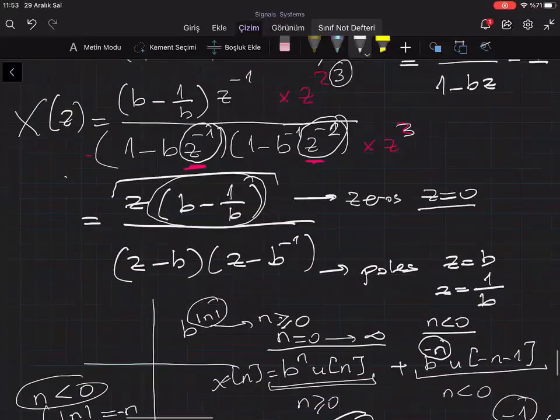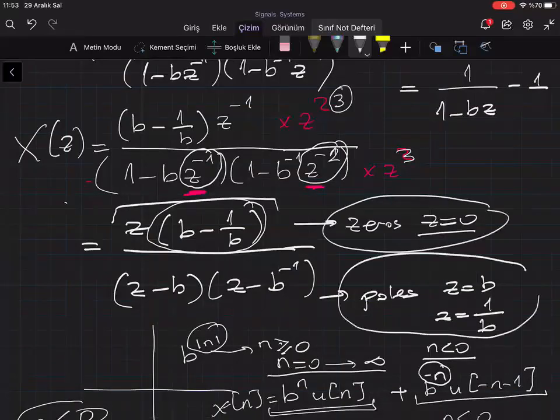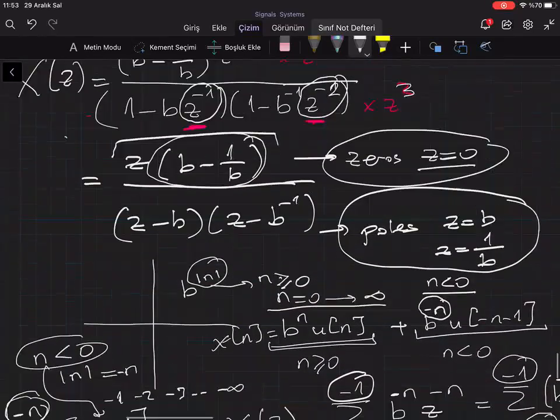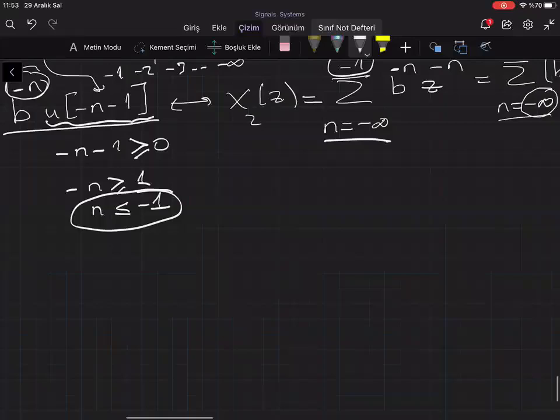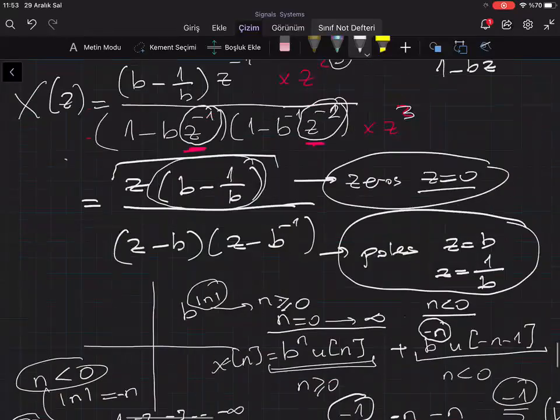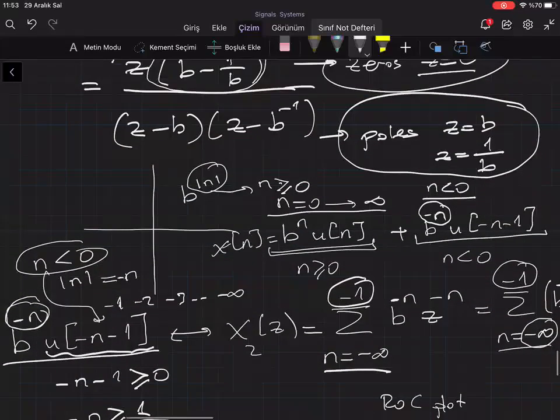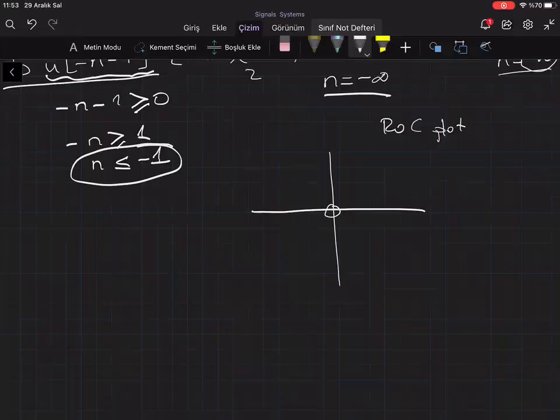We found these as my zeros. I found these as my poles. Now I'm gonna write or draw my ROC plot. What are my zeros? There is only one zero here. What are my poles? B and 1 over B. Let's say B is here, 1 over B is here. What is my assumption here, friends? B is bigger than 1. B is bigger than 1, exactly.